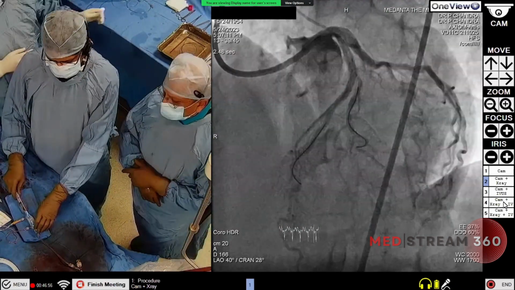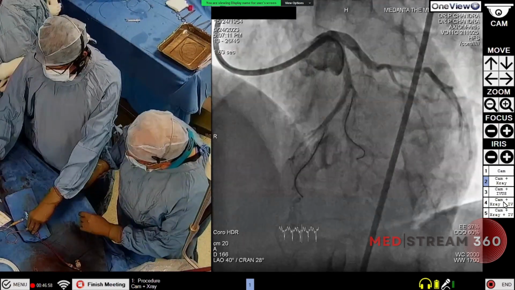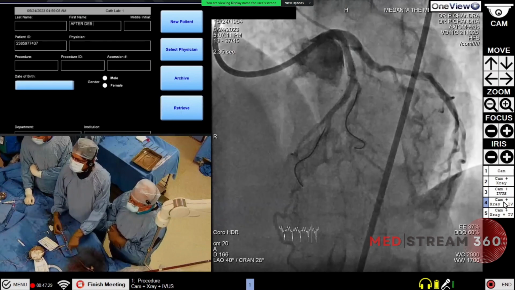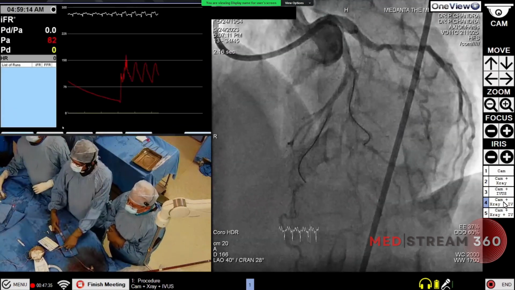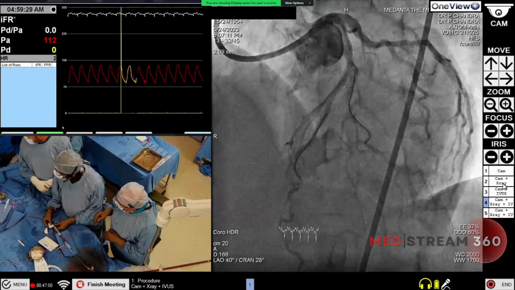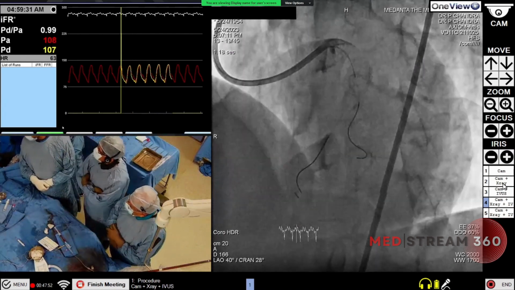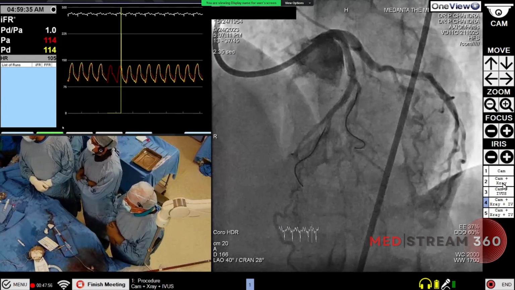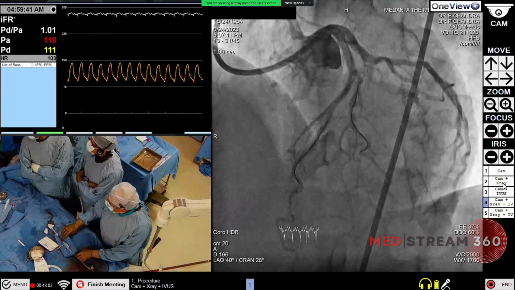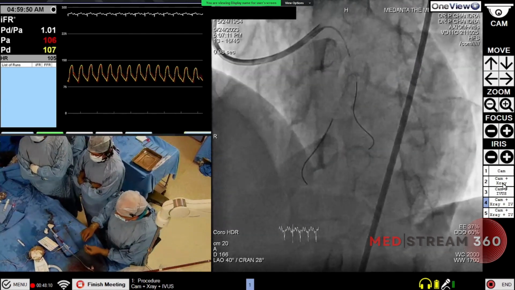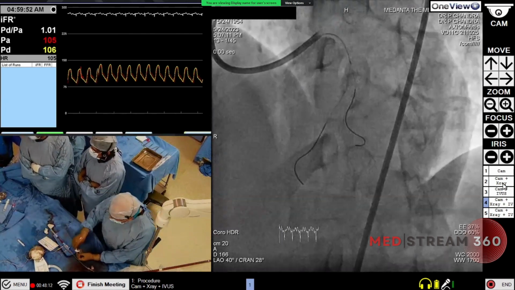Comfortable. Let's check the iFR now. Diagonal 2.5 by 15 will be fine. 15 is fine. Can we have the iFR, please. Yeah, it's okay. It's okay. It's fine. Absolutely perfect. The flow is really good. Safe. Remember last May. So let us now do this diagonal with the DEB.